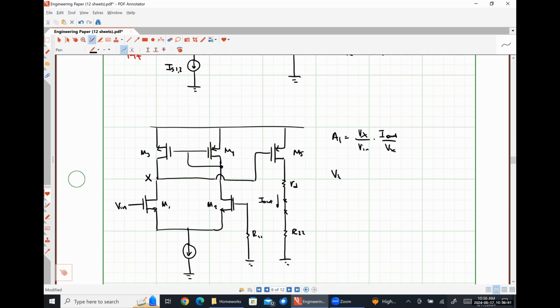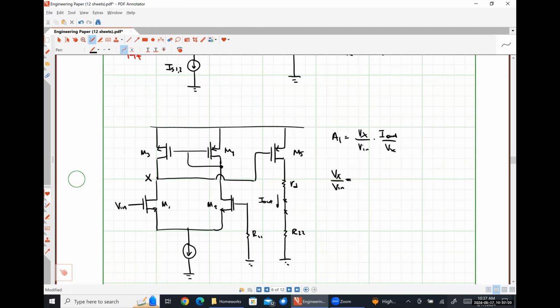So what should Vx over Vin be? If we ignore transistor M5 and we just have this circuit, and we're taking the output to be at node X, what does this look like? It looks like an output, but it's a little bit different. What's different about it? We turned our current mirror around.